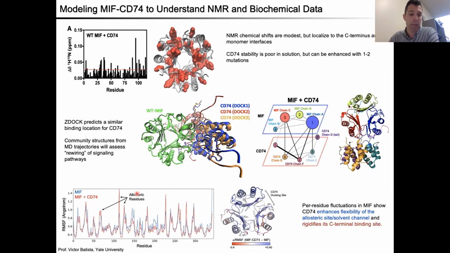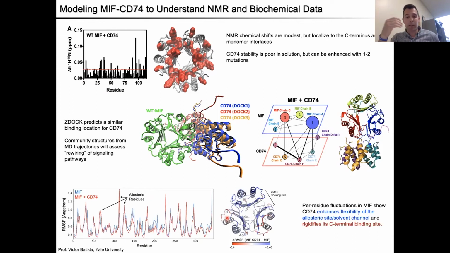And more simply, we've been looking at general dynamic fluctuations of the MIF structure across the entirety of the trimer over MD simulations and looking at changes in allosteric sites and active sites. And what we found is that in the presence of CD74, so far, the allosteric region, this central solvent channel, becomes more flexible, while the C terminus, the binding site, becomes a little bit more rigid.